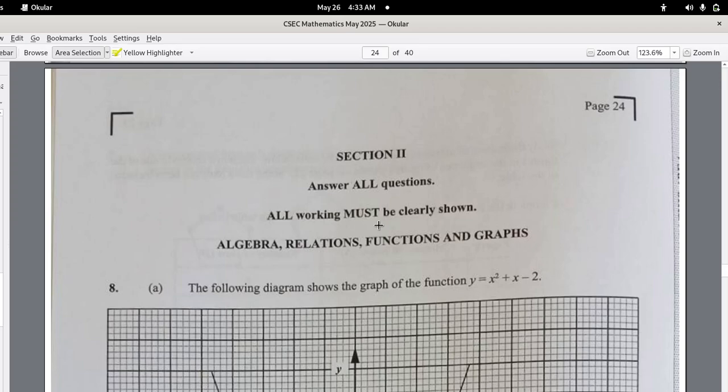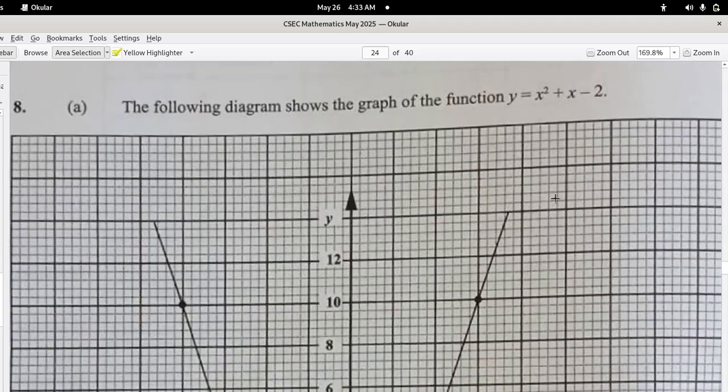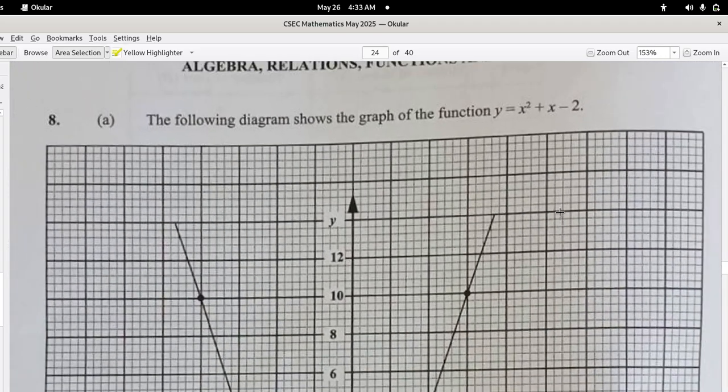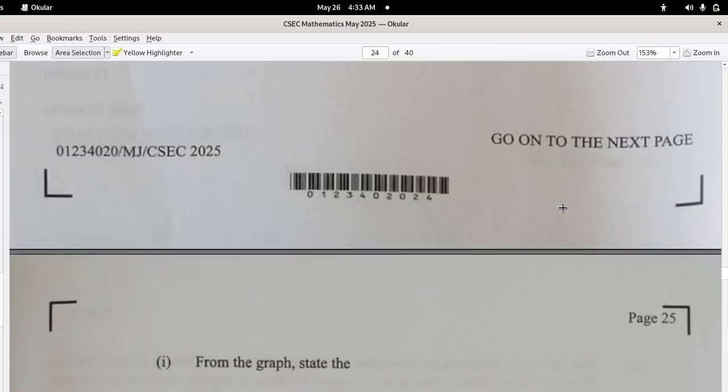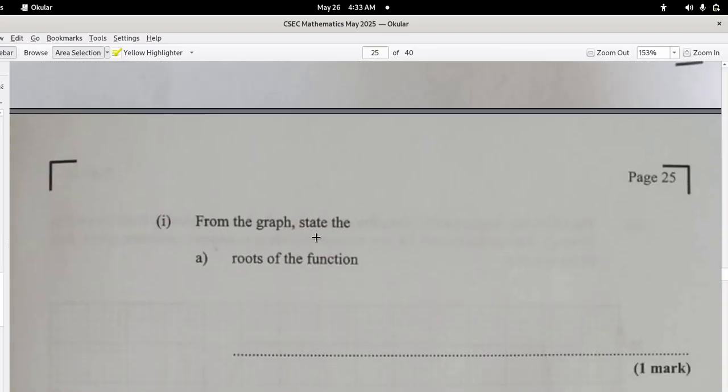CSEC Mathematics, May 2025. We're at question 8. It says the following diagram shows the graph of the function y equals x squared plus x minus 2. From the graph, state the roots of the function.